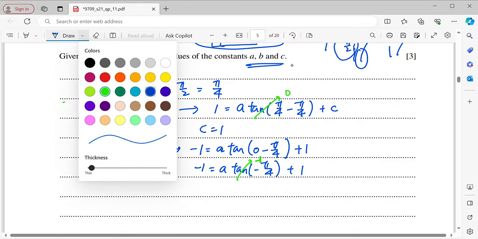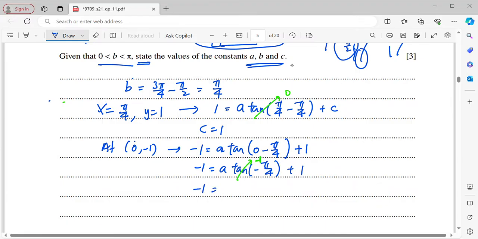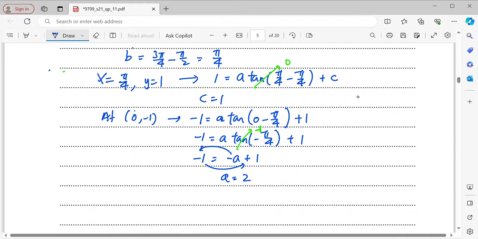That means now you will get minus 1 equals minus a plus 1. Therefore, move the minus a to the left side and move the minus 1 to the right side, so my a is going to be 2. So I get a is 2, b is pi over 4, and c is 1. That is the solution of this question 4.